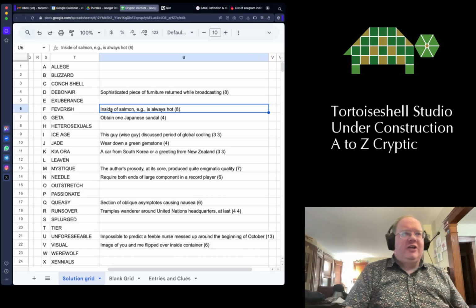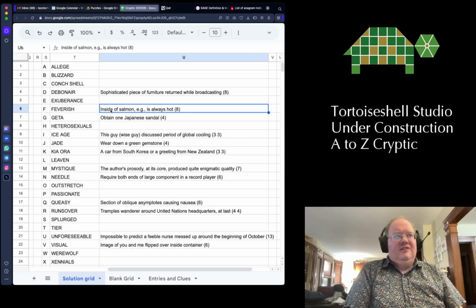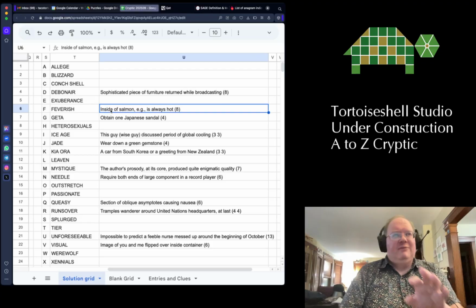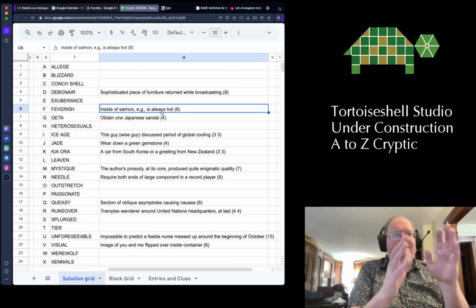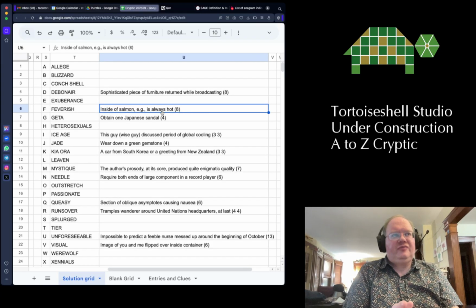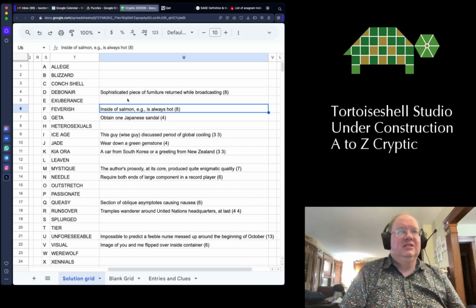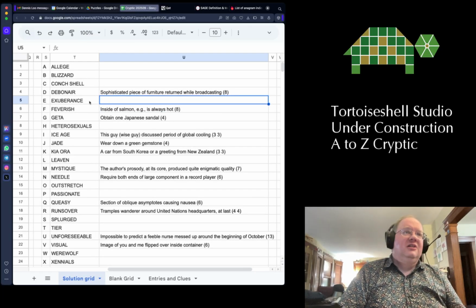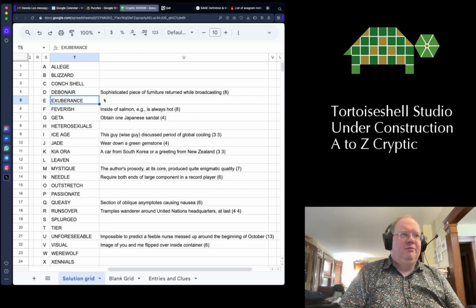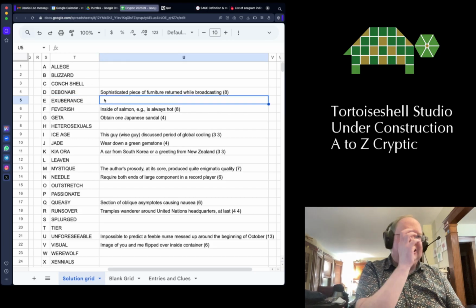So this one I'm inverting the wording a little bit. Inside of fish, so inside of salmon, e.g., is always hot. Inside of fish is ever. I think that's fine. I know there are going to be some solvers who will raise an eyebrow at that. That's fine. This is probably going to be something like x plus uber plus dance, and then losing the d.